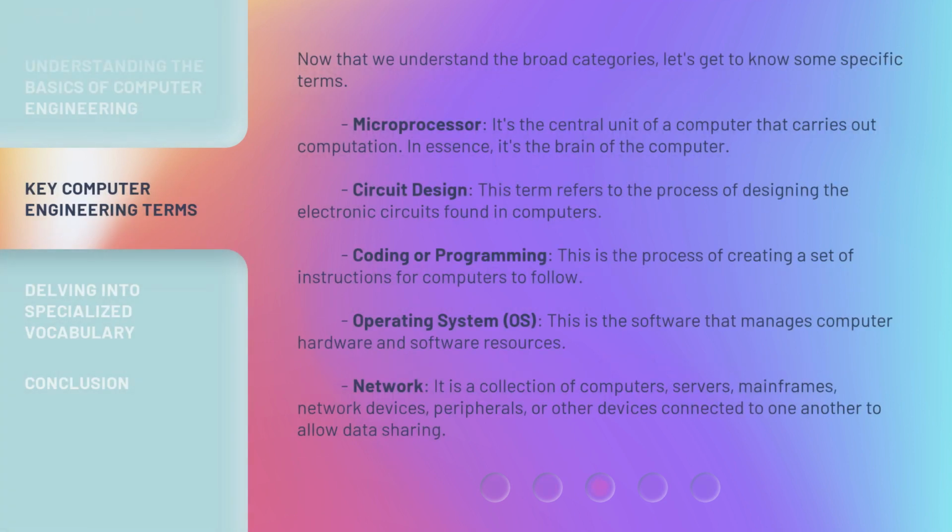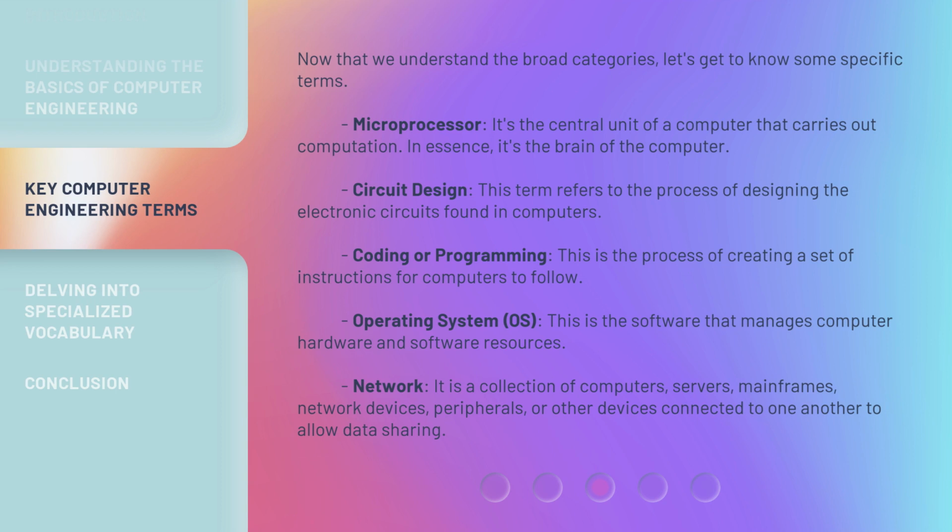Now that we understand the broad categories, let's get to know some specific terms. Microprocessor. It's the central unit of a computer that carries out computation. In essence, it's the brain of the computer. Circuit design. This term refers to the process of designing the electronic circuits found in computers. Coding or programming. This is the process of creating a set of instructions for computers to follow.